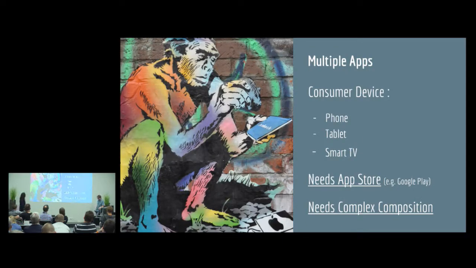Yeah, and then you come to a regular consumer device, phone, tablet, smart TV type of thing, where you have multiple apps. There are multiple processes, they produce multiple frames, and all of these frames will have to be composed into one finished picture for the screen. So basically, you're going to need two important things. You need the App Store, some kind of App Store. It could be your own or Google Play or something else. And you need complex composition. So now you need some way to compose a more complex frame.